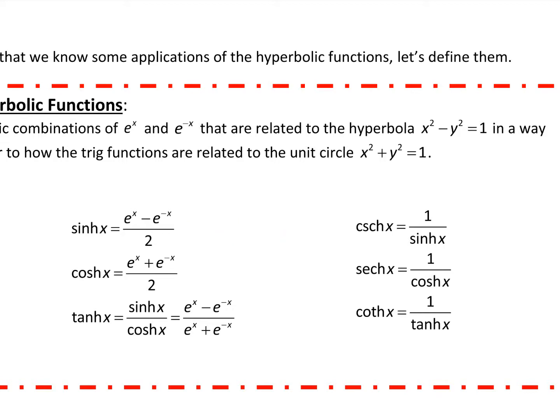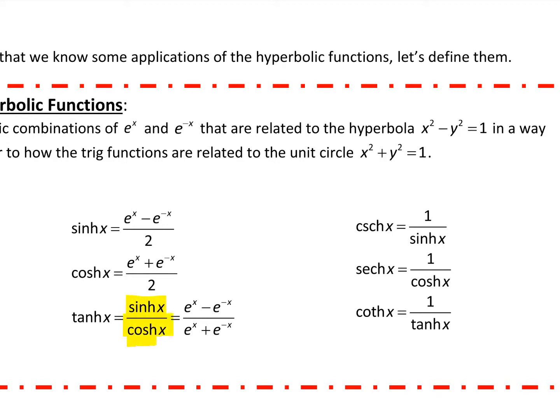Okay, hyperbolic cosine, or cosh of x, is e to the x plus e to the negative x over 2. Notice the similarities here. The hyperbolic sine has a minus, and the hyperbolic cosine has a plus. Now, the rest of the hyperbolic functions are connected to the hyperbolic sine and hyperbolic cosine. So the hyperbolic tangent of x is the ratio of the hyperbolic sine over hyperbolic cosine. So you see that ratio right there.